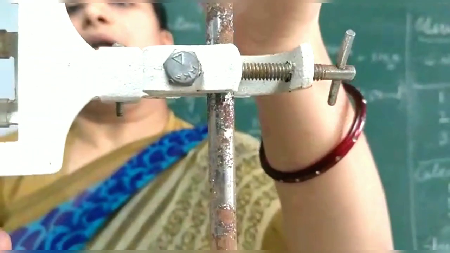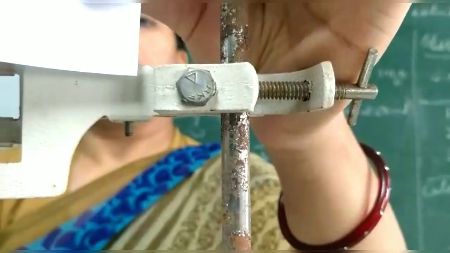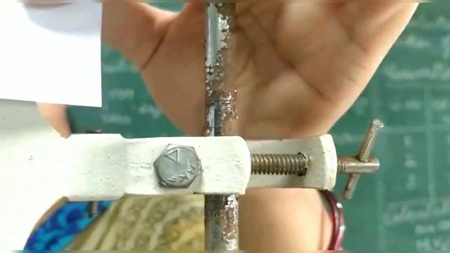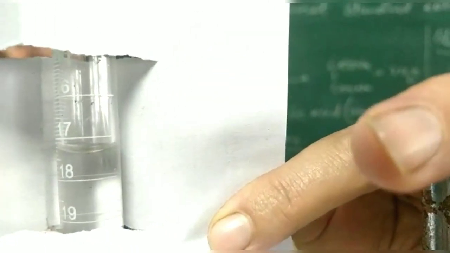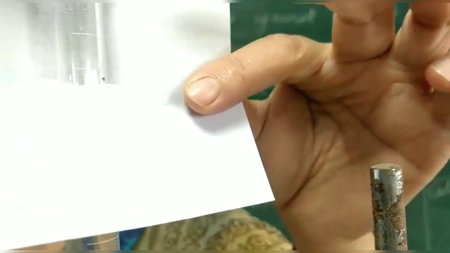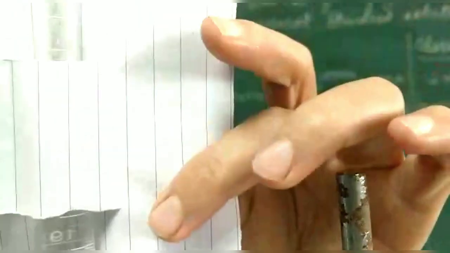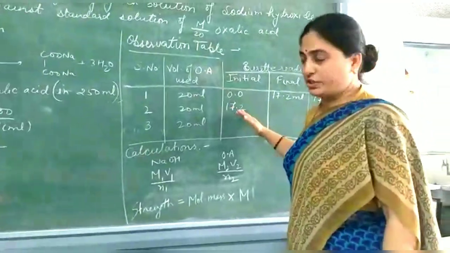Now we'll move to the reading, and if I take this parallax paper you can find that the reading goes. Okay, have a look once, then I will move it to my side. All right, and the reading comes out to be 17.2.